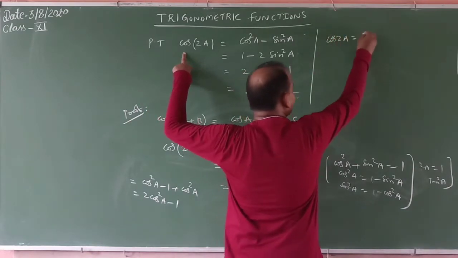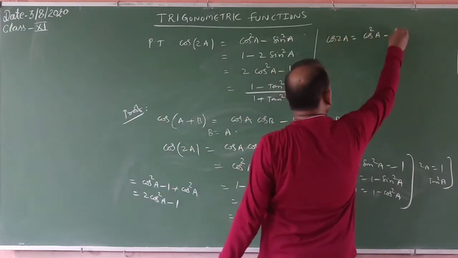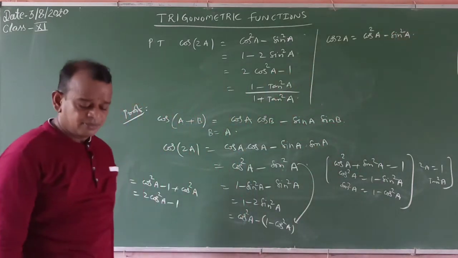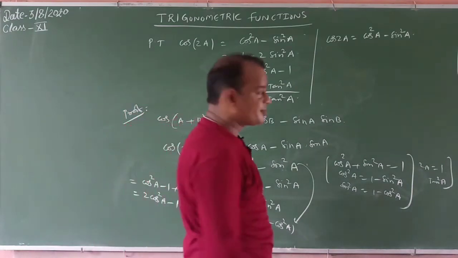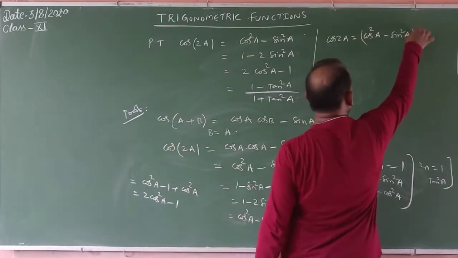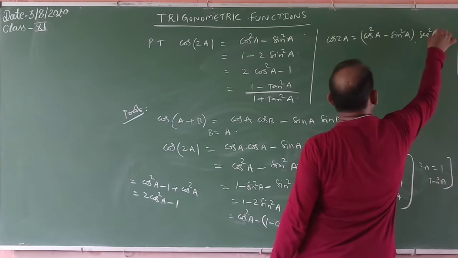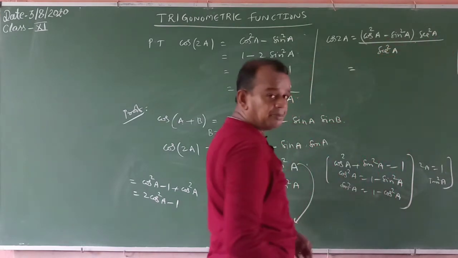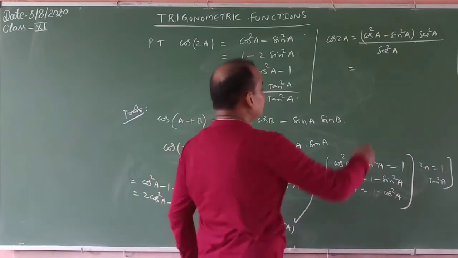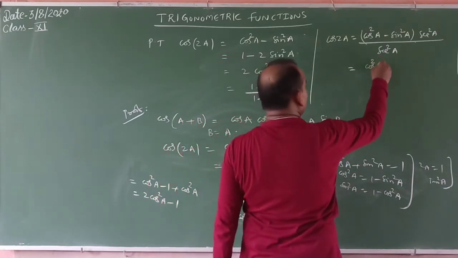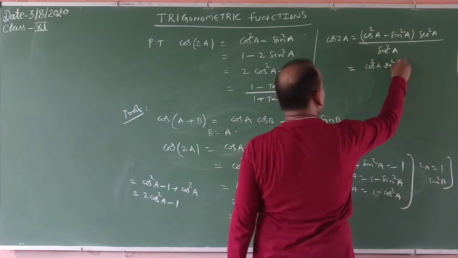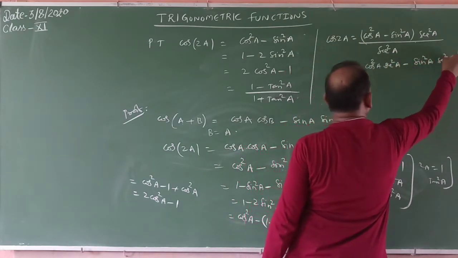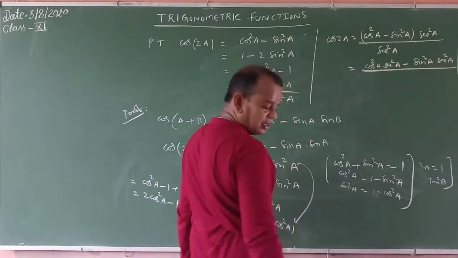Cos 2A formula, cos square A minus sin square A. Same, multiply and divide with secant square A. Before the problem, we will do this. Multiply and divide with secant square A by secant square A. Now multiply: cos square A into secant square A minus sin square A into secant square A, by secant square A.